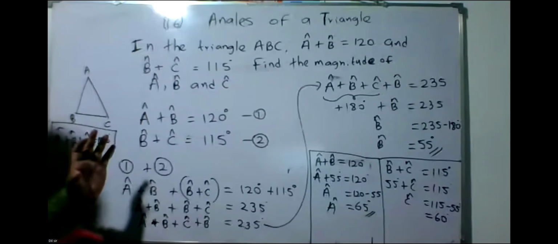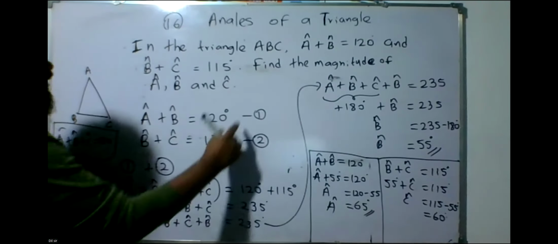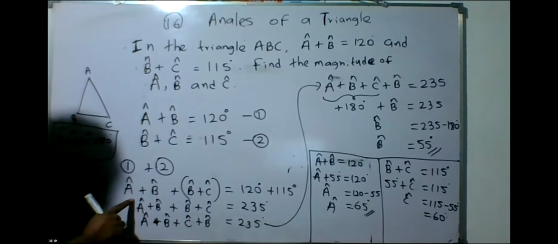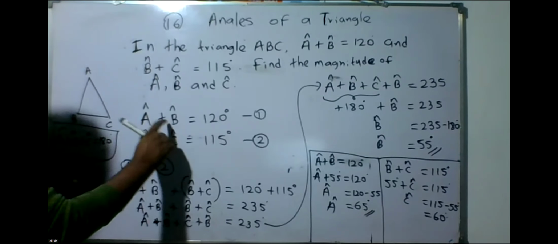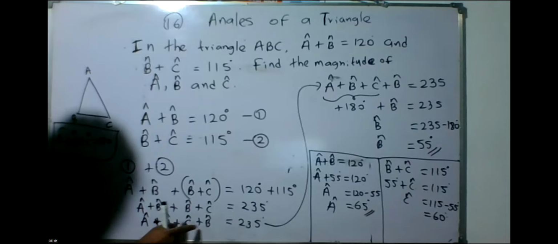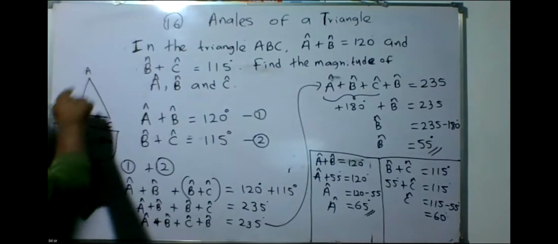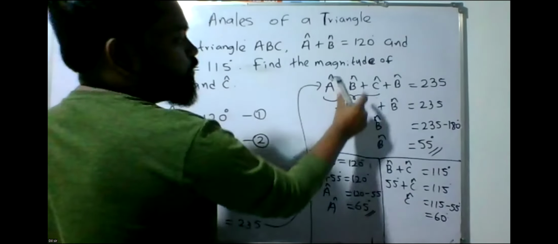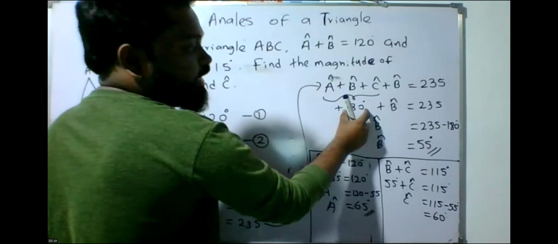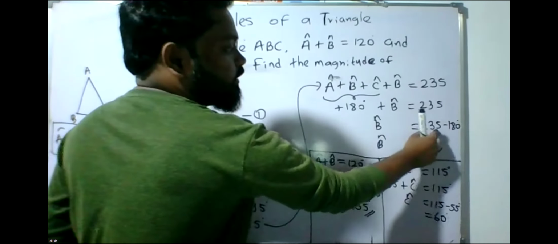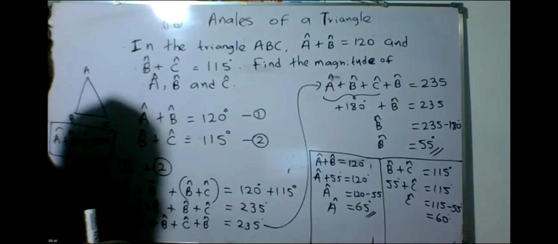Okay, this is the way of getting the answer. Look at the idea: the first data is A plus B equals 120, the second is B plus C equals 115. When I added them, I got A plus B plus B plus C. There are two B's, since both have B. That is our chance. Then A plus B plus C plus B: A plus B plus C is the sum of the three angles of the triangle, which is 180, so B stands alone. We bring 180 to the other side. Then 235 minus 180, B equals 55. Right?